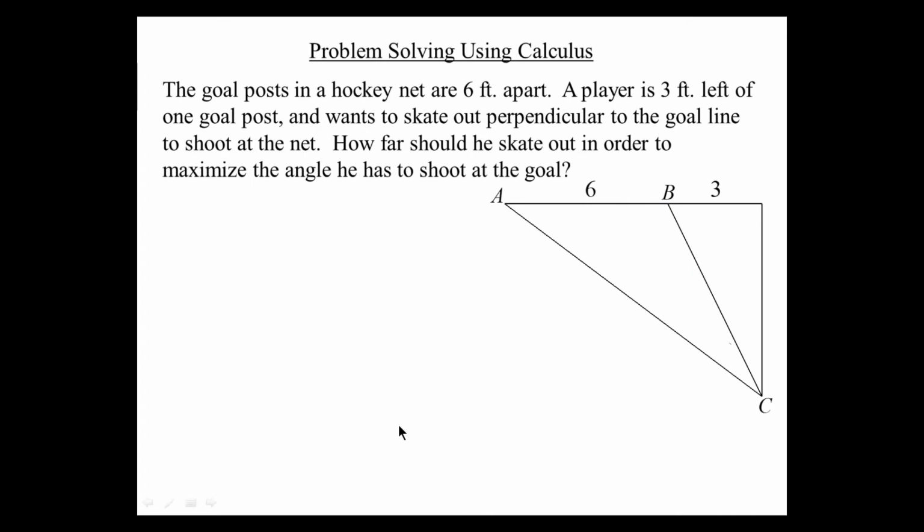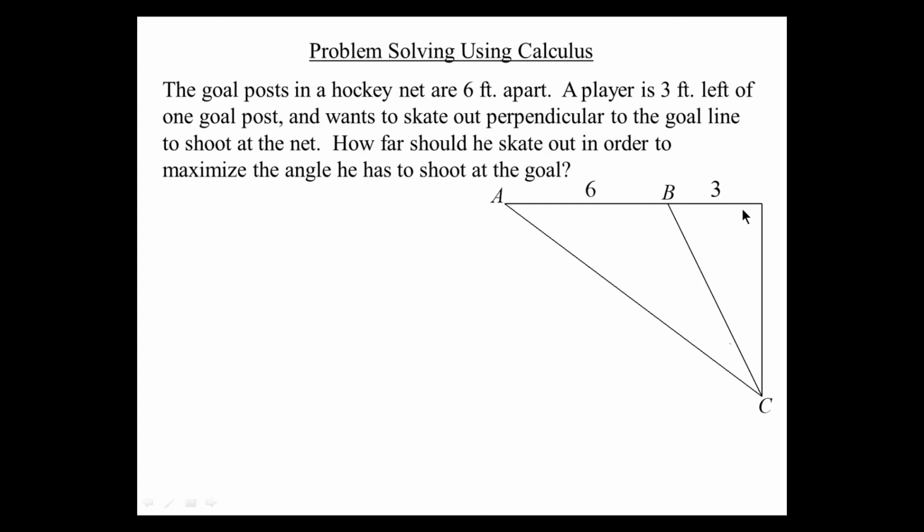Okay, this one. The goal posts in a hockey net are 6 feet apart. Here's a player. I didn't draw a player. A player is 3 feet left of the goal post. Looks like he's right, but if you were the player, you're facing out, so that's left of the net. A player is 3 feet left of the goal post and wants to skate out perpendicular to the goal line. So he wants to skate straight out. So that means this is a right angle right here.